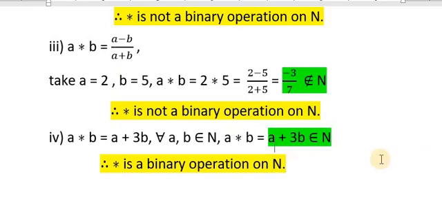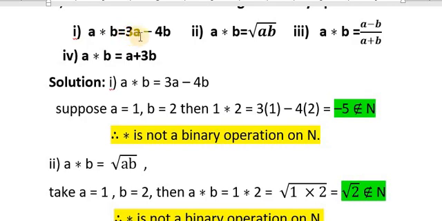Now, in this case, a star b is equal to 3a minus 4b. We get a negative number. So, it is not a binary operation. And a star b is equal to root ab. So, we will get a root of some natural number that is not present in the set of natural numbers. Therefore, it is also not a binary operation. Then in the third problem, a star b is equal to a minus b by a plus b. See, it is a fraction. Fraction does not belong to set N.